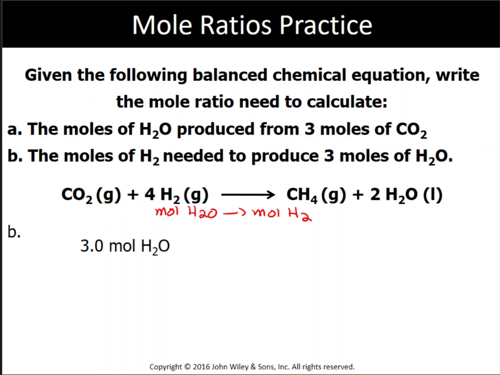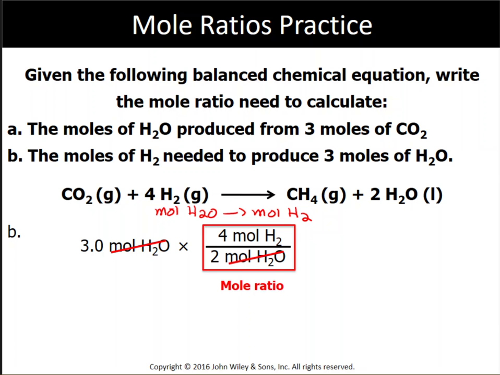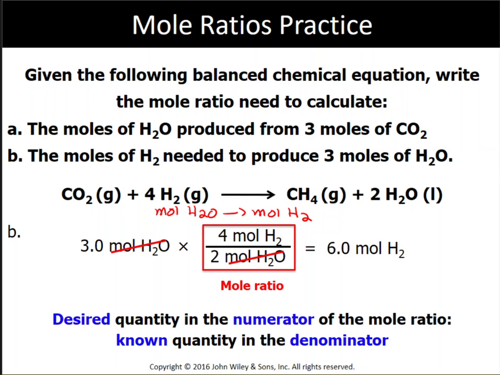So we look at the balanced equation. The mole-to-mole ratio between hydrogen gas and H2O is 4:2. So for each 4 moles of hydrogen gas, you would expect 2 moles of water to be produced. So moles of water cancel out and you end up exactly with 6 moles of H2.